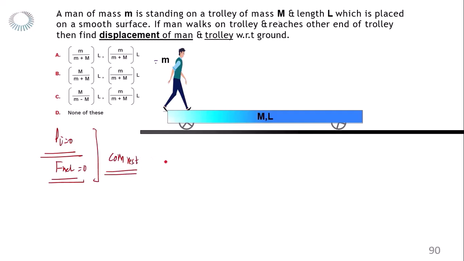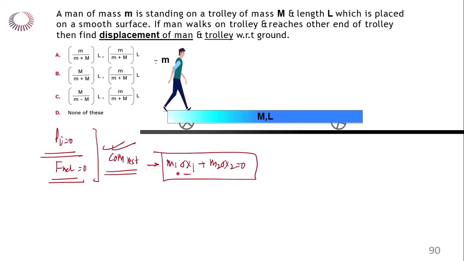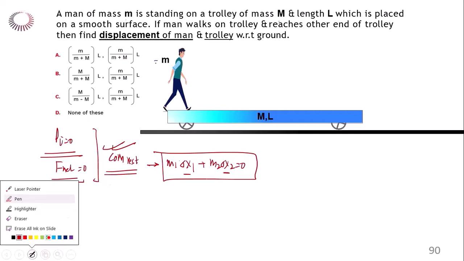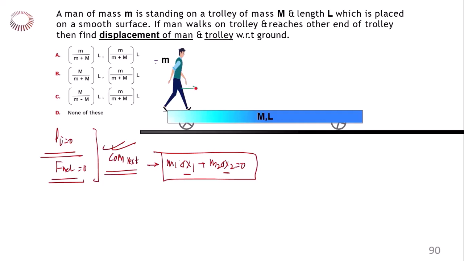That means m1 into delta x1 plus m2 into delta x2 equals 0. That is the concept that I have already given: whenever the center of mass is at rest, you can apply this concept. Delta x1 is the displacement of m1 mass, and delta x2 is the displacement of m2 mass. Here, once the man is moving in this direction, the trolley will move in the opposite direction. Let us say the displacement of the trolley is x.